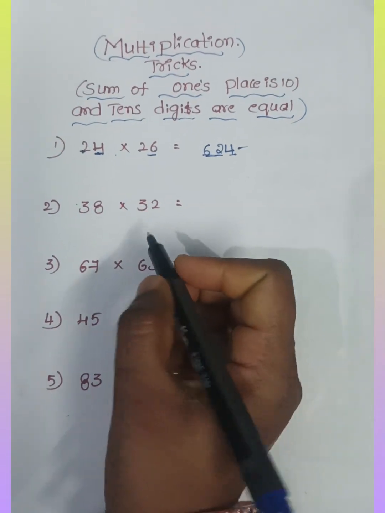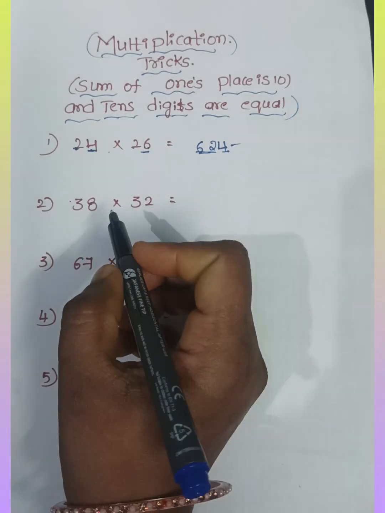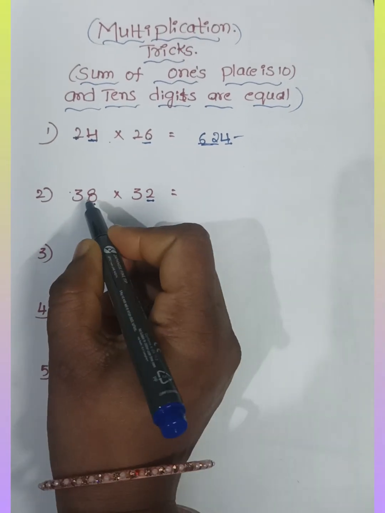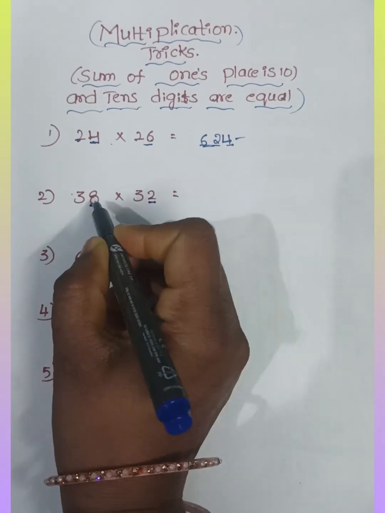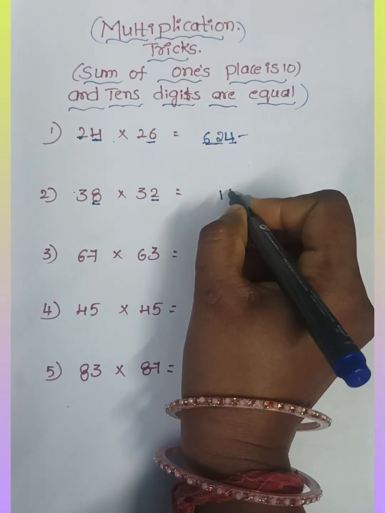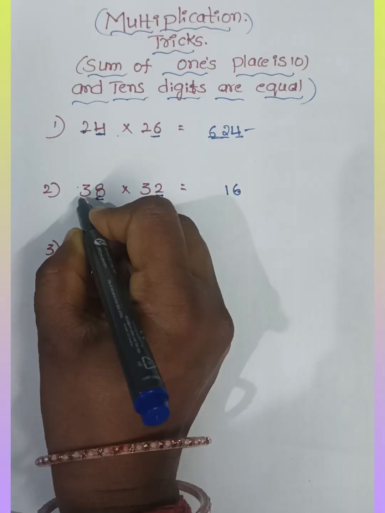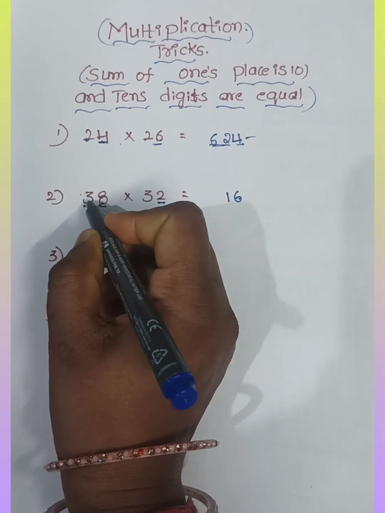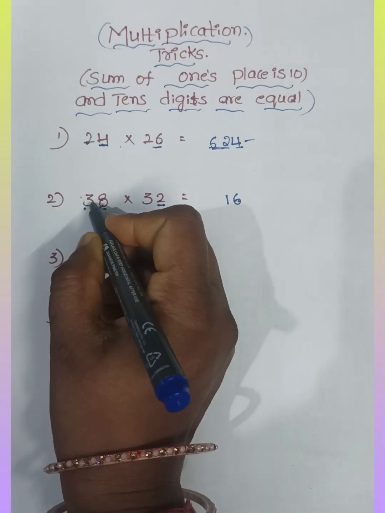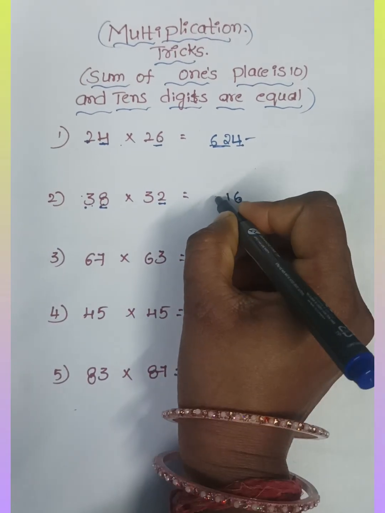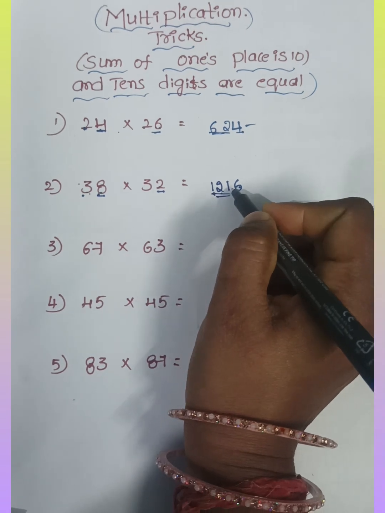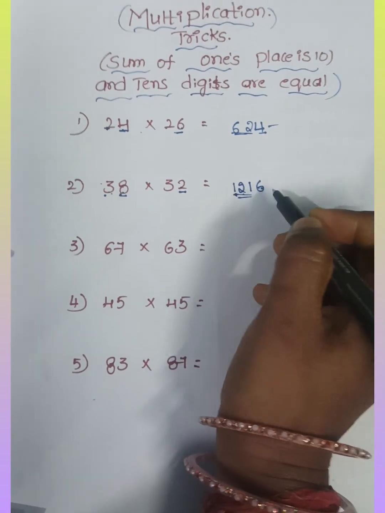And the next problem. What is the first step? Multiply the last two digits. The last two digits are what? 8 and 2. 8 twos are 16, and multiply this 3 with the next number. What is the next number after 3? 4. So multiply 3 with 4. 3 fours are 12. Right? 12 here. So what is the answer? 1216.